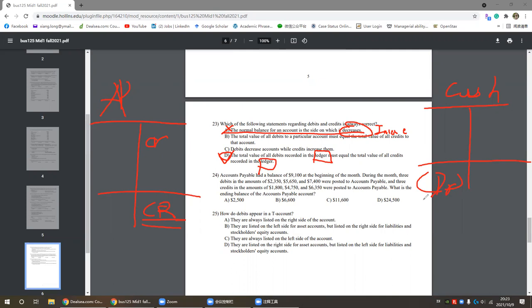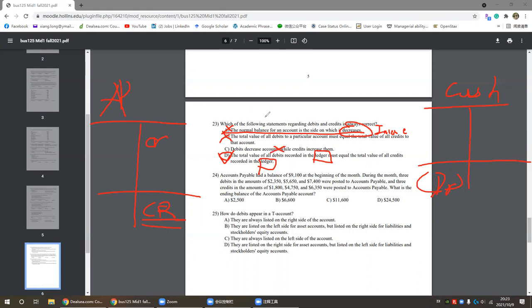The account normally will have a normal balance, which means that normally you will have a negative amount or positive amount. It won't be equal to each other. If equal to each other, then that account will have a zero balance. So B is wrong. And C, debit increases the account while credit decreases it, or debit decreases the account while credit increases it.